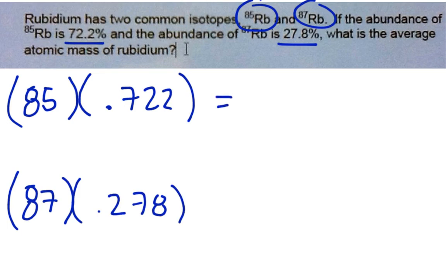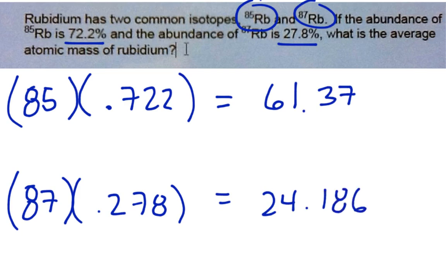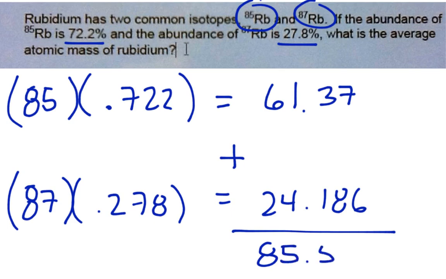When we multiply the top, we get a value of 61.37. When we multiply the bottom, we get a value of 24.186. The final step in the process of taking the weighted average is to add these two mass contributions together. In this case here, our rubidium's average atomic mass is 85.556 AMU. And this is how you solve an average atomic mass problem.